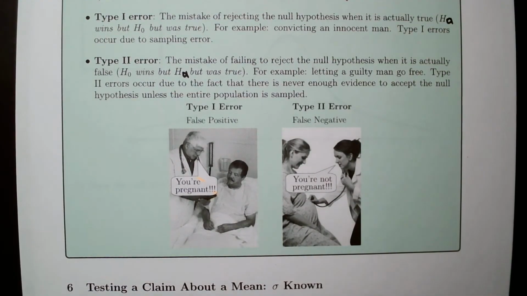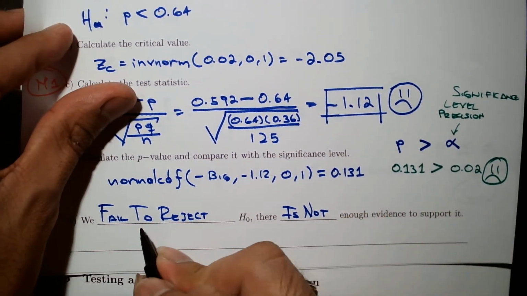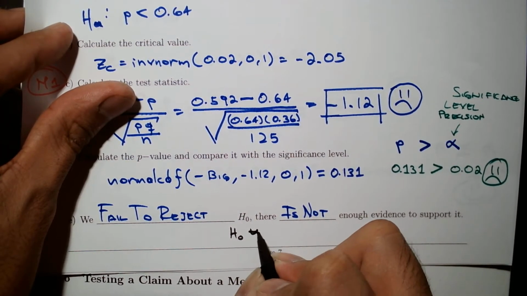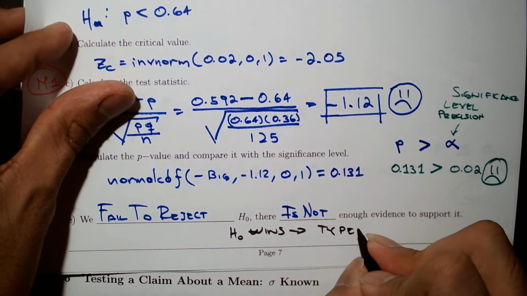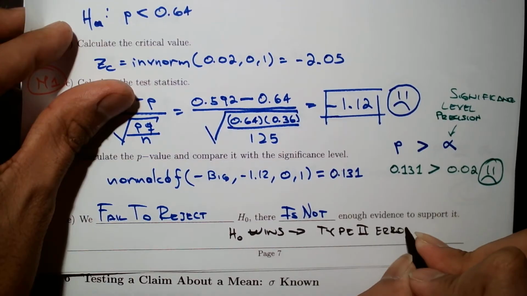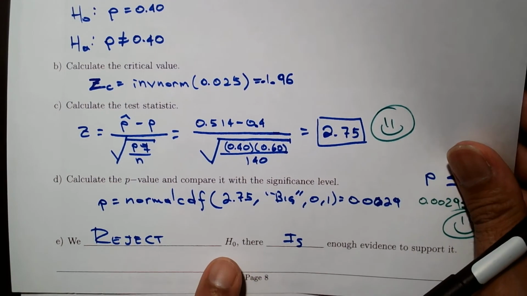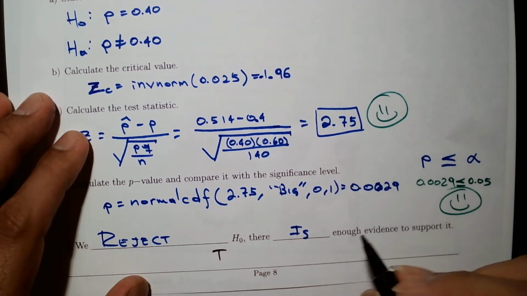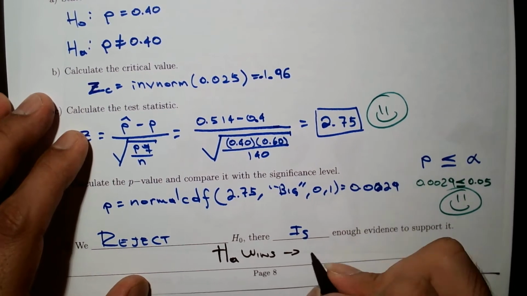What about the second example? We failed to reject the null hypothesis. So in this case, because we failed to reject the null hypothesis, H0 wins, which is a possible type 2 error. On the third example, again, we had enough evidence to reject the null hypothesis. That means that HA wins, possible type 1 error.